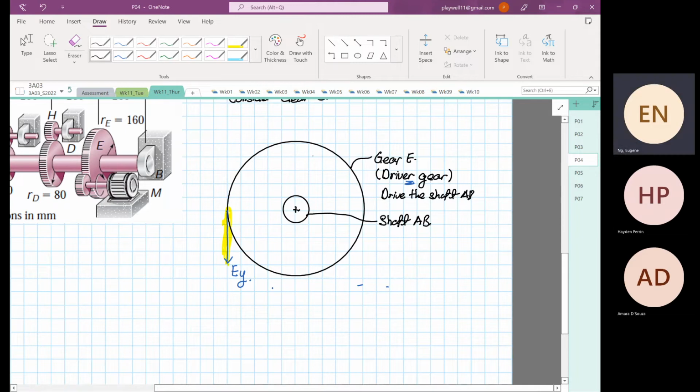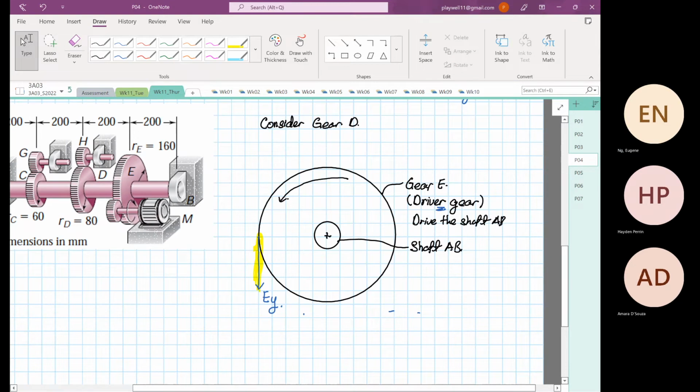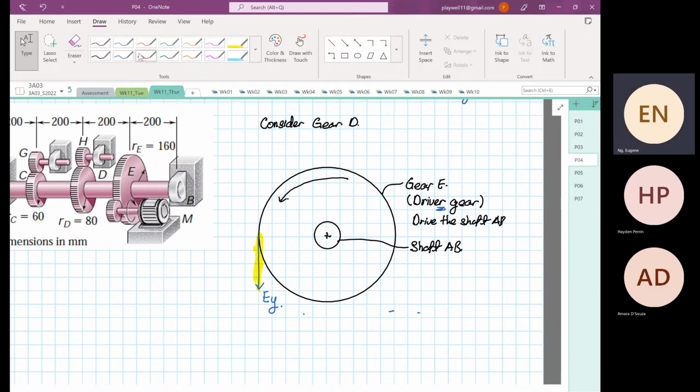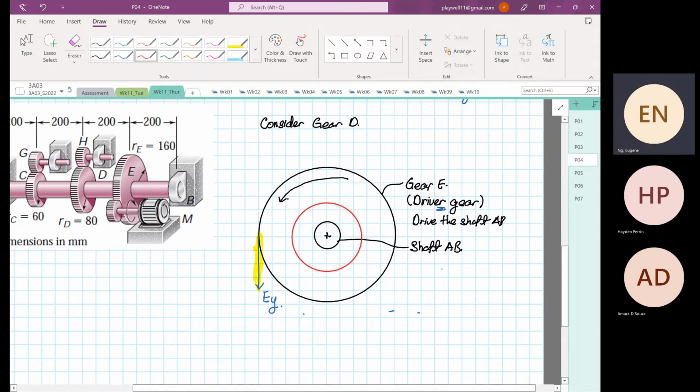So the rotation, I'm going to draw the rotation. This is still our rotation. Okay. So now I'm going to draw gear D. Okay, so this is our gear. I'm going to draw gear D in red. Okay, so this is our gear D. Yeah, that's our gear D.